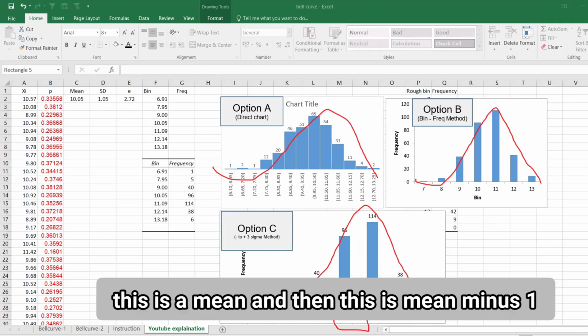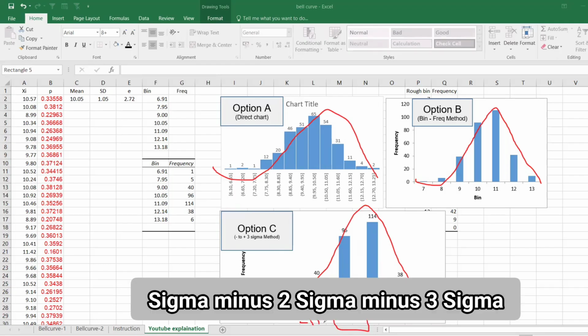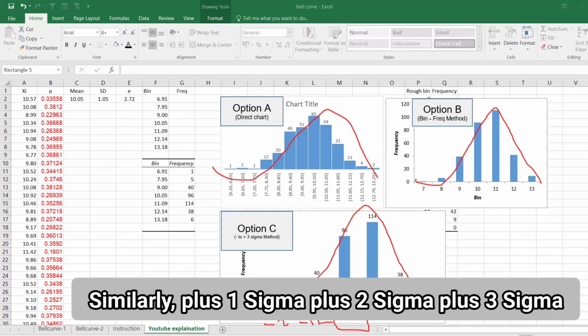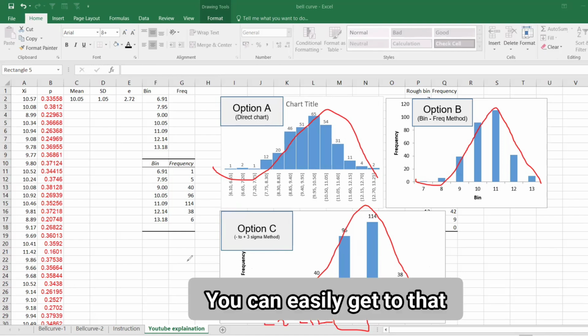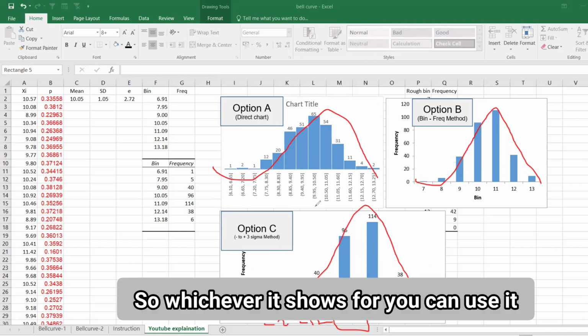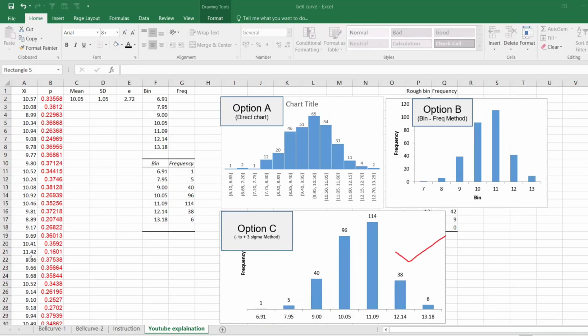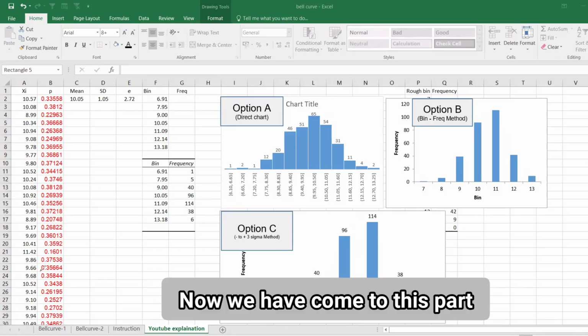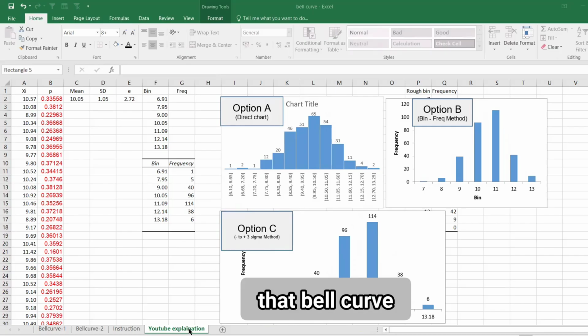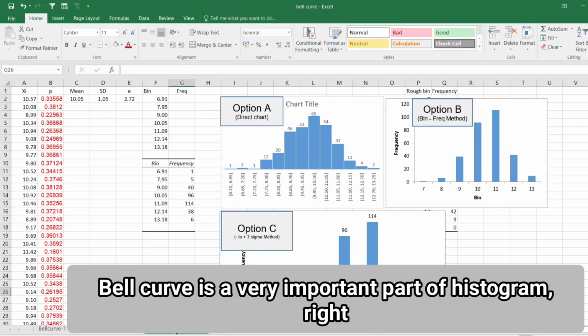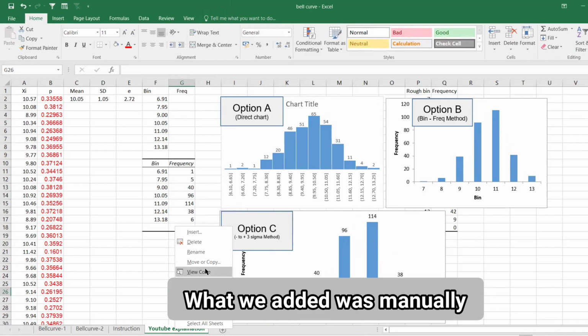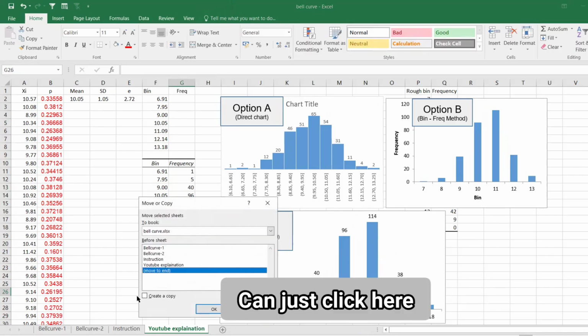So for example, this is the mean, and then this is mean minus 1 sigma, minus 2 sigma, minus 3 sigma. Similarly, plus 1 sigma, plus 2 sigma, plus 3 sigma. Right? You can easily get that. So whichever suits you, you can use it. But this is the recommended one. Now we have come to this part. The last part we are going to do is the bell curve. Bell curve is a very important part of histogram, right? What we added was manual. You can just click here.